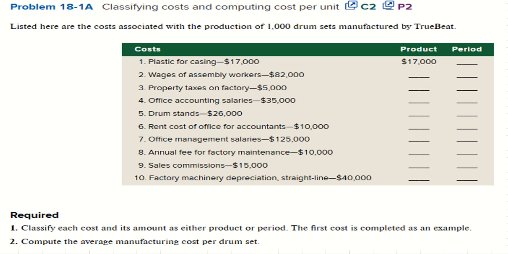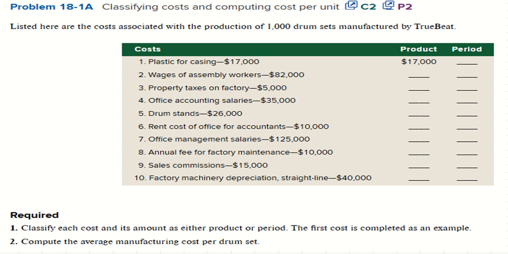Chapter 18, practice problem number 4. This problem pertains to the classification of each cost as either product cost or period cost, and also computing what the average manufacturing cost per drum set is.